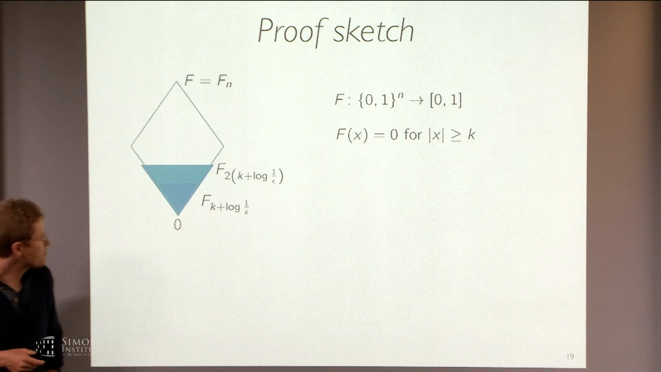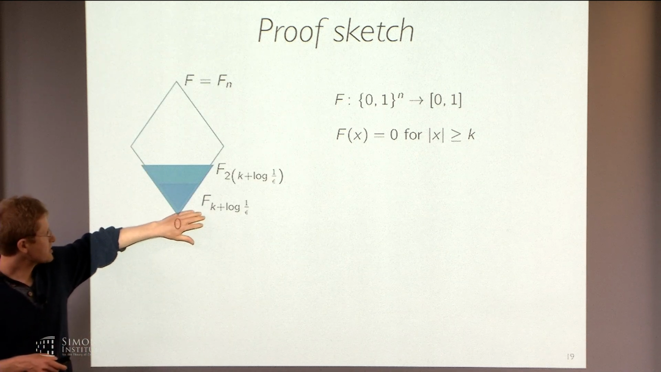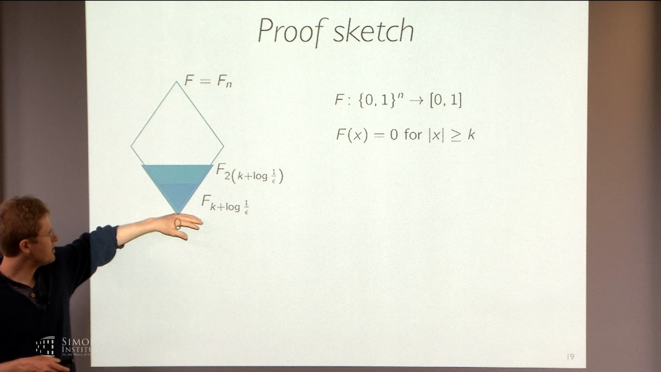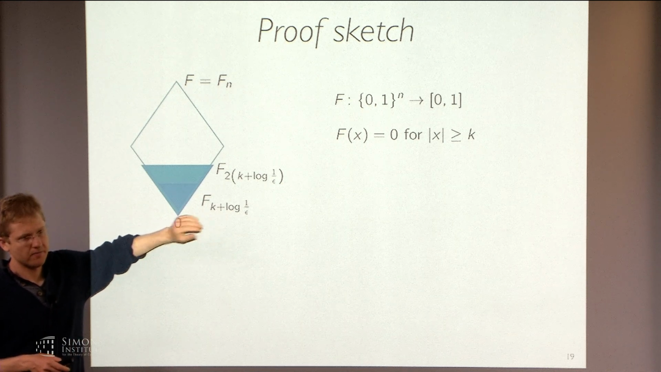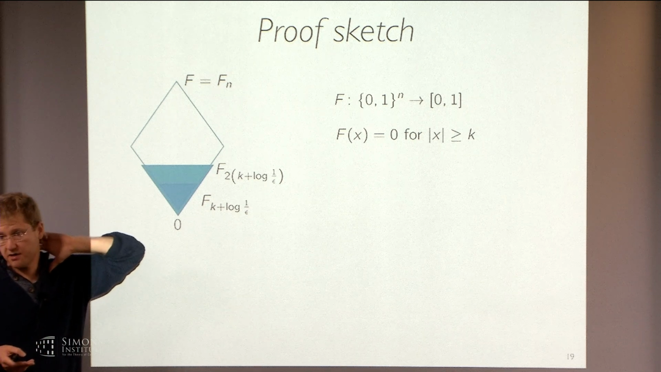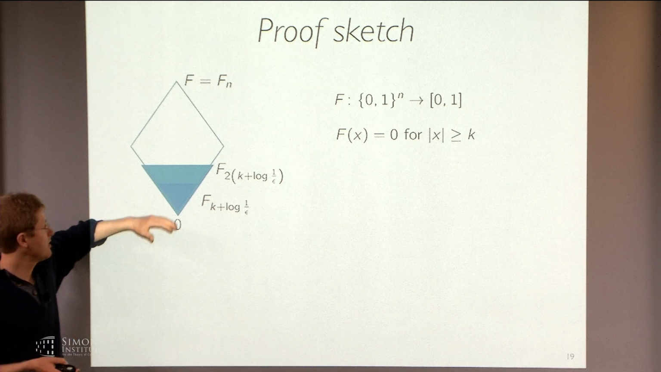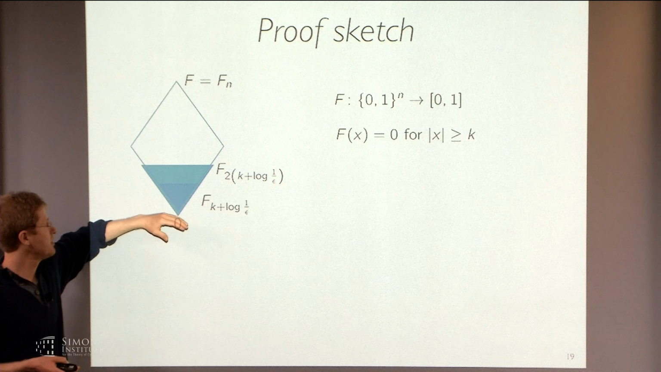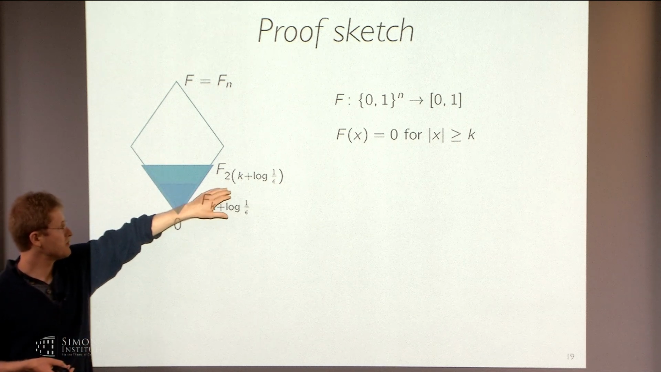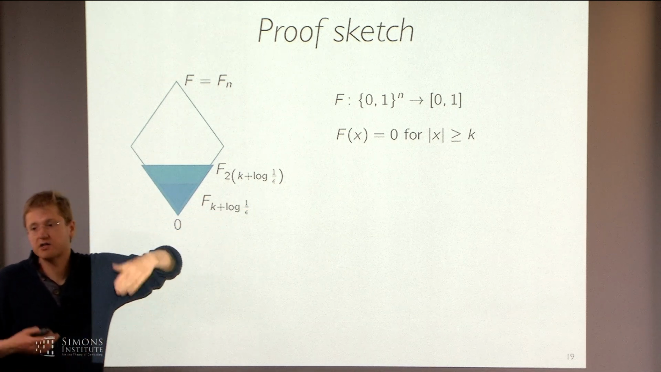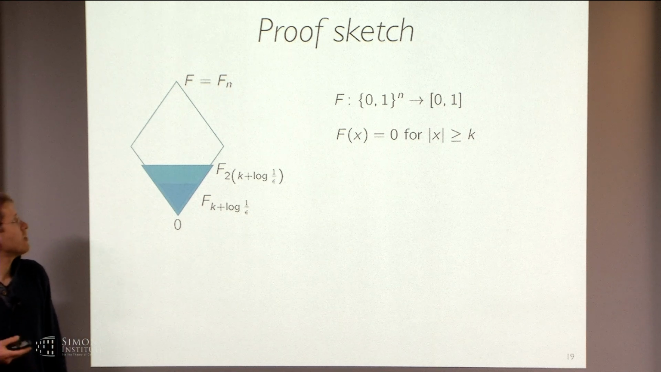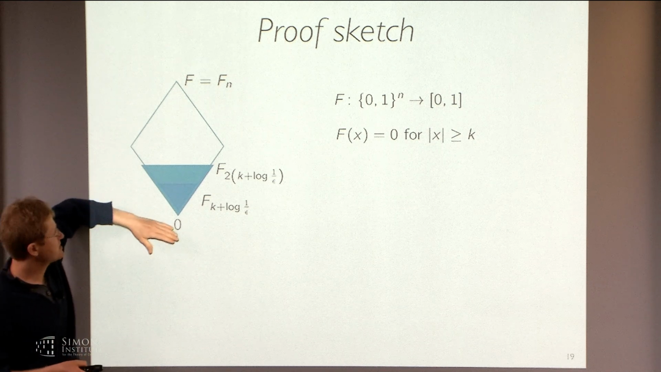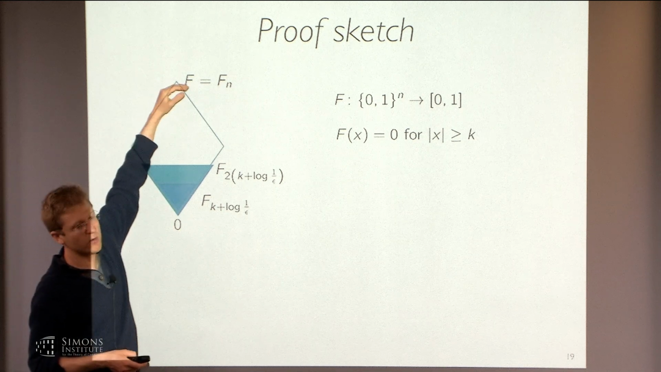So how does the proof work? Well, you consider the function, and you extend it to inputs of Hamming weight k plus log 1 over epsilon. And since the function is 0 everywhere above the kth level of the hypercube, you can extend it further to inputs of this Hamming weight. That'll be a legitimate extension of the original function. What you're really interested in is the extension of the original function to inputs of Hamming weight n.